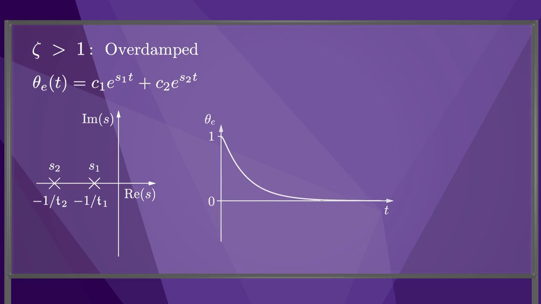We can plot the unit step error response by solving for C1 and C2 using the initial conditions theta e equal to 1 and theta e dot equal to 0. The sum of the 2 decaying exponentials tends to be dominated by the exponential corresponding to the less negative root. We call this the slow root, since its exponential decays more slowly.